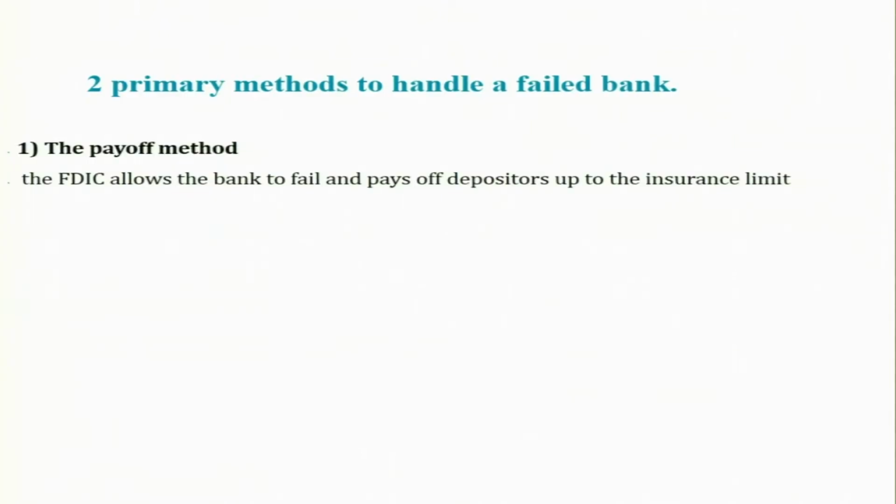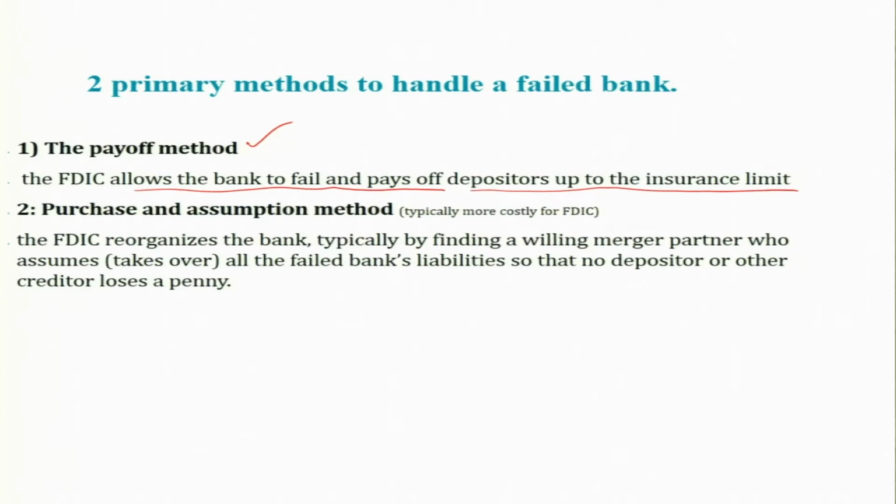There are two primary methods used to handle a failed bank. One is called the payoff method. In the payoff method, the FDIC allows the bank to fail and pays off depositors up to the insurance limit. The second method is called the purchase and assumption method, and typically this is more costly for the FDIC. Theoretically, what the FDIC is supposed to do when the bank fails is pay off the depositors up to the insurance limit. That is the conventional function of the FDIC.